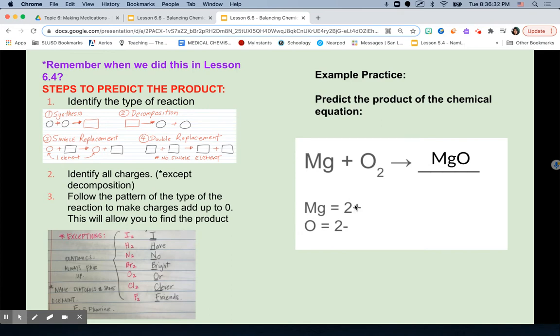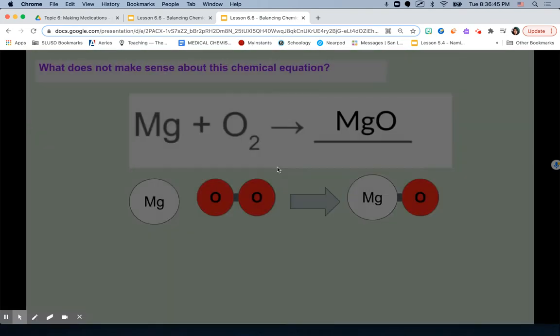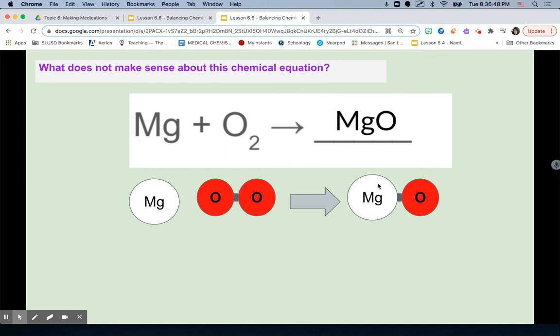So in lesson 6.4, I had you try to predict products and things like that, and a lot of you were able to, but you might notice something odd about this equation, especially if I draw all of the elements and their molecules out. So for example, if you notice in the reactants, there's these 3 reactants or ingredients, and then at the end, I'm left with this, right? Do you notice anything odd about this particular equation?